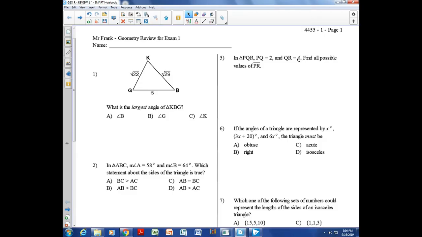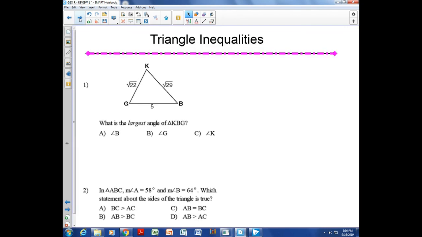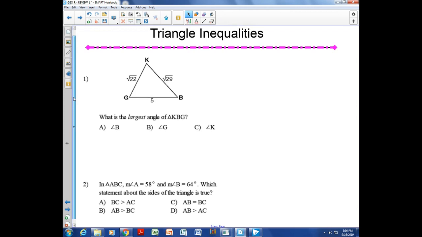Geometry review for exam 1. Exercise 1. This first example is of triangle inequalities. Here they are giving us the lengths of 3 different sides, and we just need to order the angles.